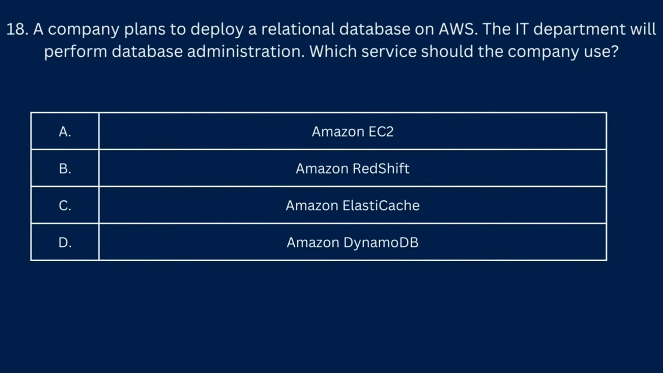Question 18. A company plans to deploy a relational database on AWS. The IT department will perform database administration. Which service should the company use? A. Amazon EC2. B. Amazon Redshift. C. Amazon ElastiCache. D. Amazon DynamoDB.